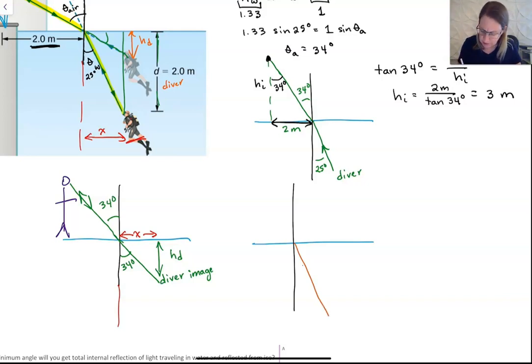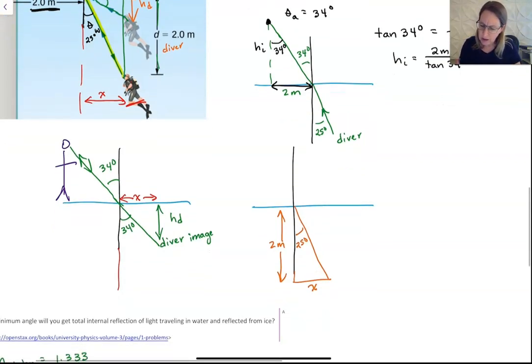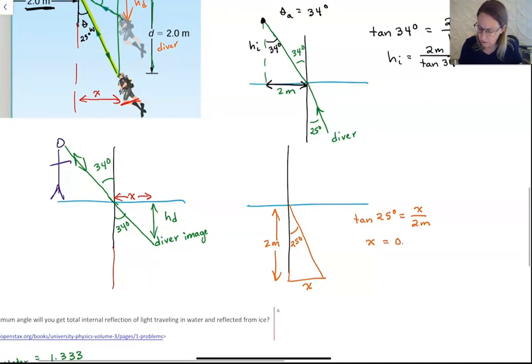So we know the diver's angle is 25 degrees, and the diver is 2 meters down, and that will give me the geometry to find that x. So I've got tangent of 25 degrees, opposite over adjacent, over 2 meters, gives me an x. If I look at this, this is 0.93 meters. Okay, so that gives me my x of 0.93 meters, this distance here.